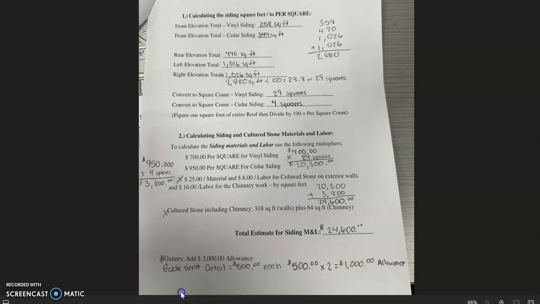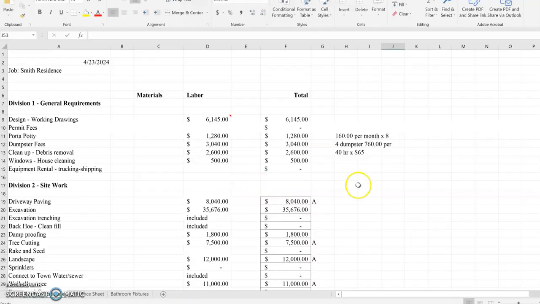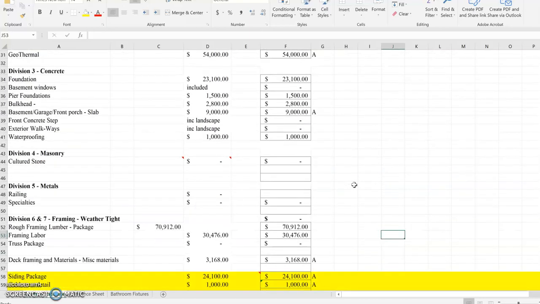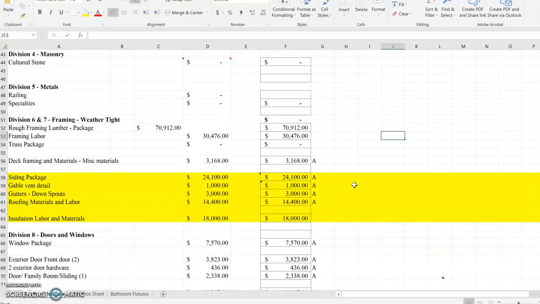All right, so I'm going to jump over to your Excel sheet, and then on the second video, I'm going to revisit the Excel sheet to give you some more information. So for your siding package is the 2410. For the gable vent detail, we have $1,000. For the gutter downspouts, you have $3,000. For the roofing materials and labor, you have $14,400. And you see how these are all allowances here, okay?